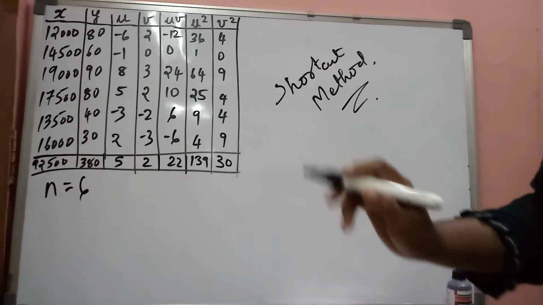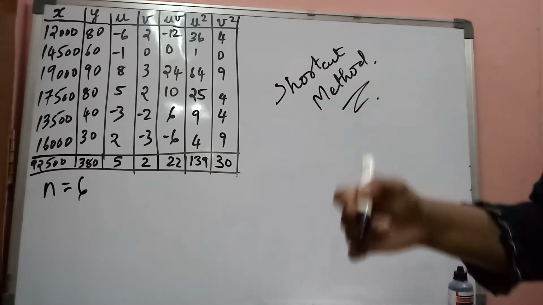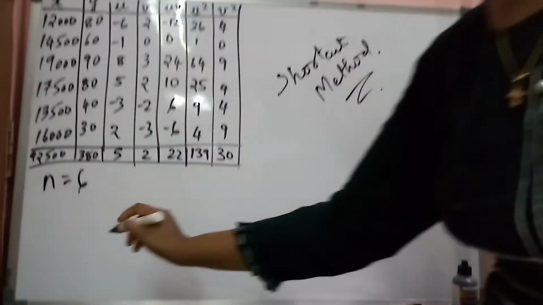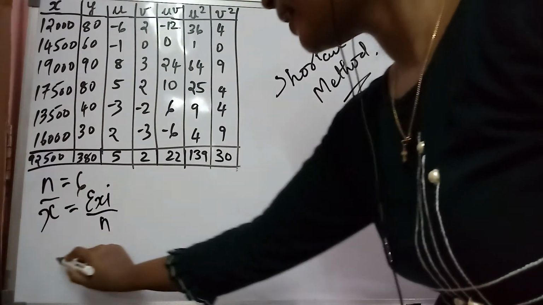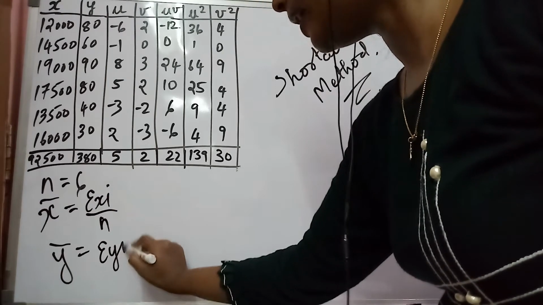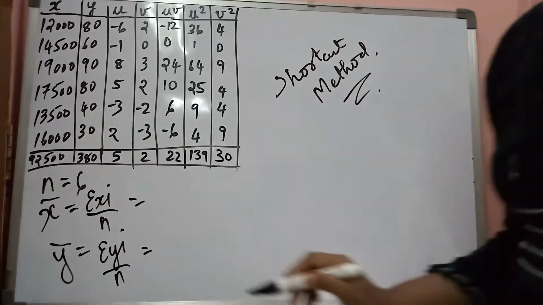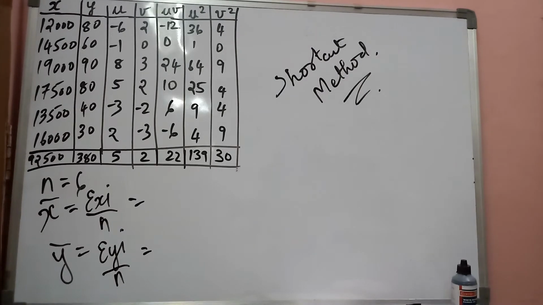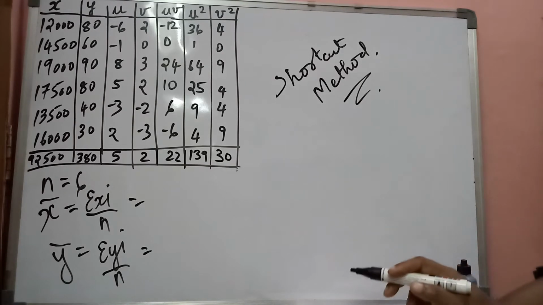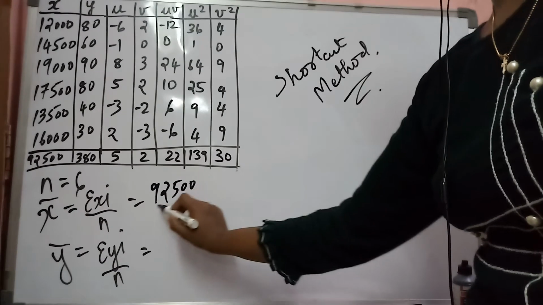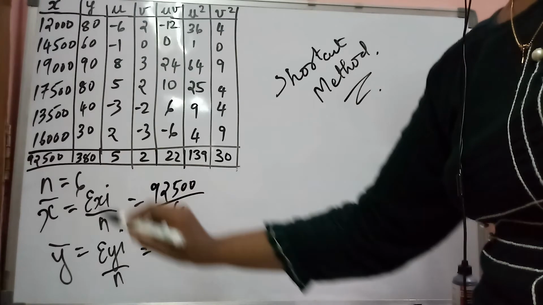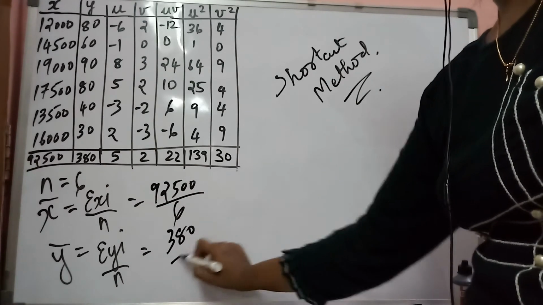Clear? Then the next step, you have to find out your mean. Now what is mean? X bar and y bar. X bar is equal to sigma xi upon n, and y bar is equal to sigma yi upon n. Now what is your sigma xi? It has been given to you as 92,500 and sigma yi as 380. So 92,500 divided by 6 and sigma yi is 380 divided by 6.